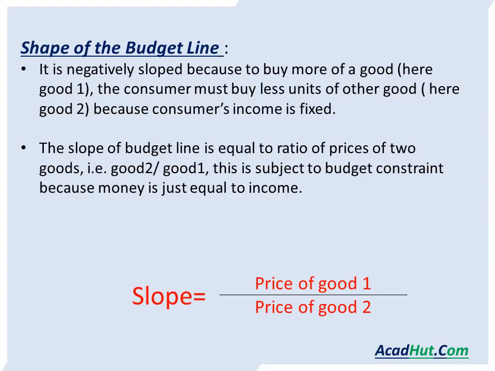Shape of budget line, it is negatively sloped because to buy more of a good, here good 1, the consumer must buy less of the other good, here good 2, because consumer's income is fixed. This is what we have learned earlier.